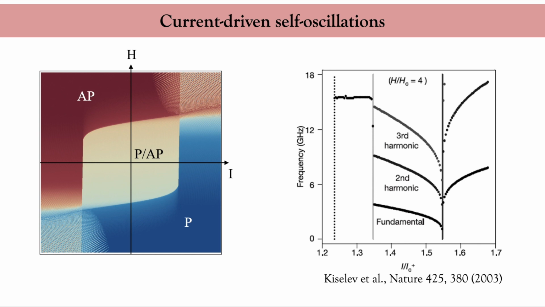Here they measure the frequency as a function of the current, and you clearly see two regions, one where the frequency decreases when the current is increased, and the other where the frequency increases with the current. The tunability of the oscillation frequency with the current is a very important feature of spin torque oscillators.